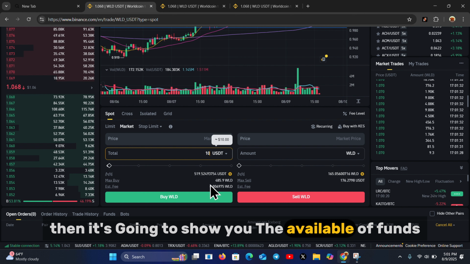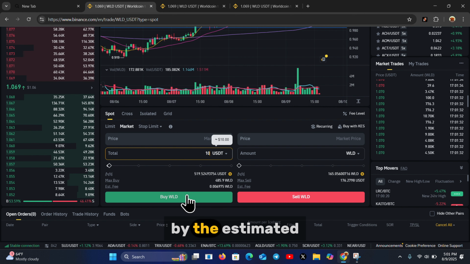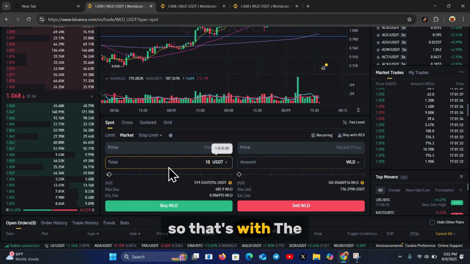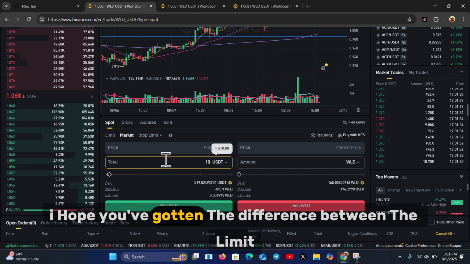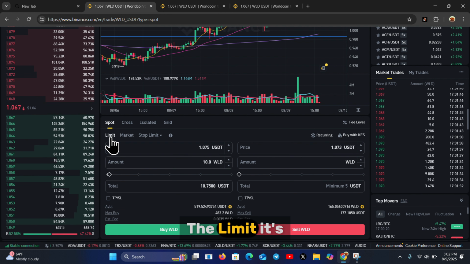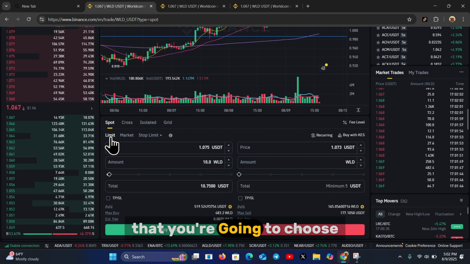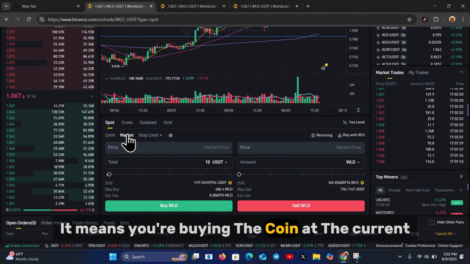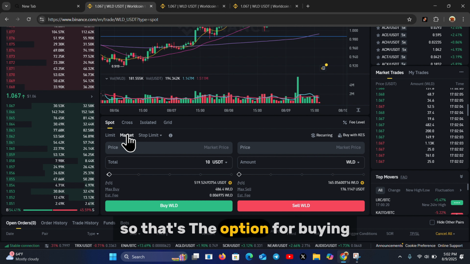Then it's going to tell you the available funds you have in your wallet, of course, and it's going to tell you the maximum buy and the estimated fee. Then you can proceed to buy. So that's with the market price. That's the market limit. I hope you've gotten the difference between the limit, of which when you want to buy with the limit, you want to buy the coin at a specific limit that you're going to choose. But if you select market, it means you're buying the coin at the current market price. So that's the option for buying.